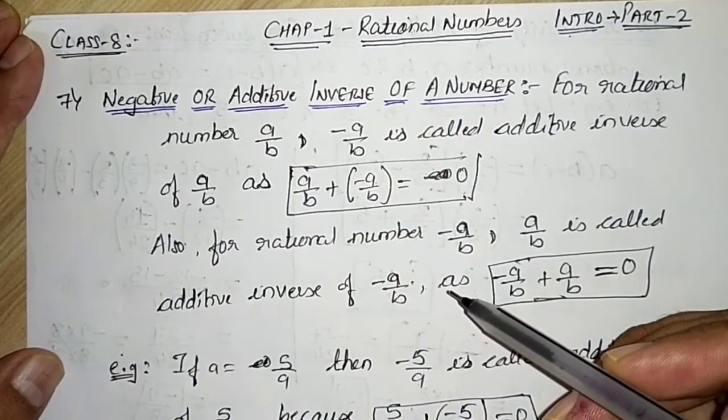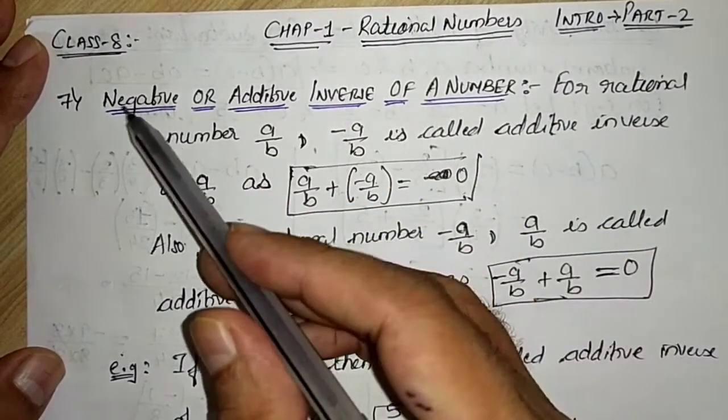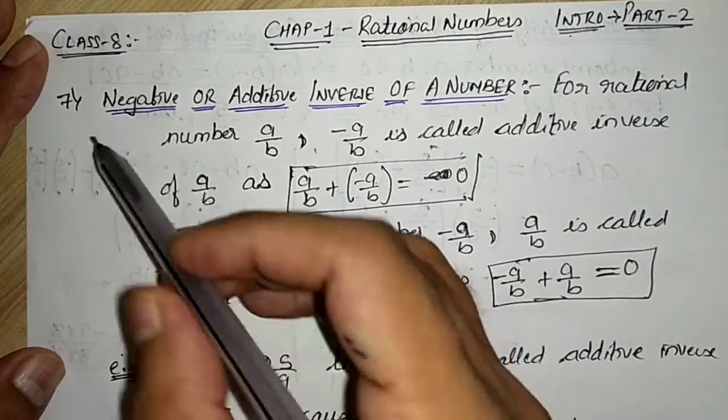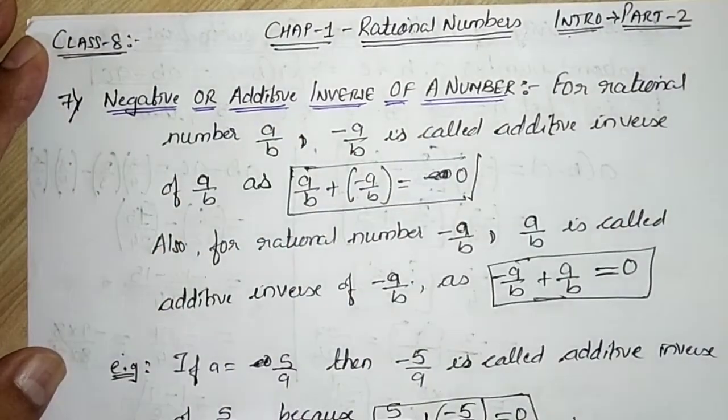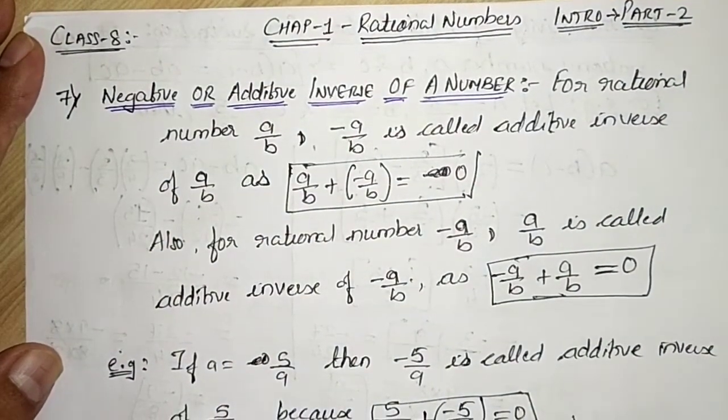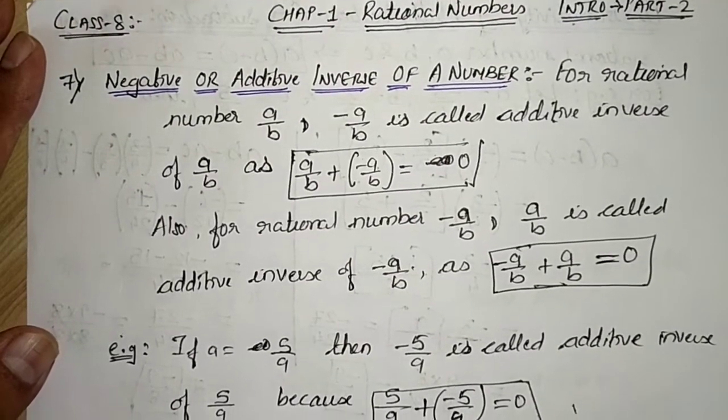Hello students, welcome again. Today we are going to solve the introduction part, that is part 2 of chapter 1, rational numbers. Students, we were left with two properties that I am going to discuss today, and then from the next lecture we will start our exercise. So without wasting time, let us start.